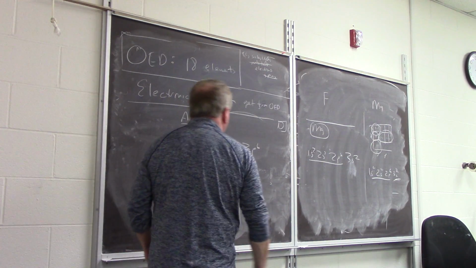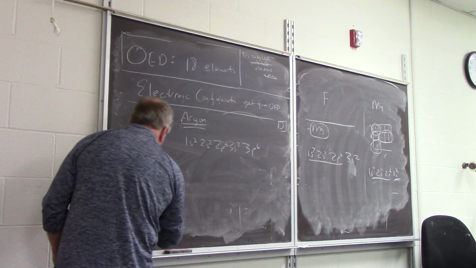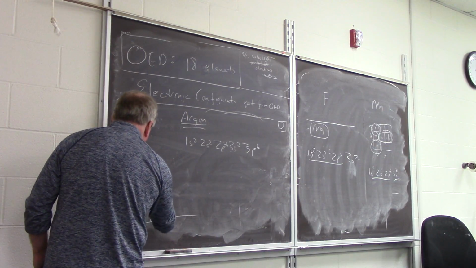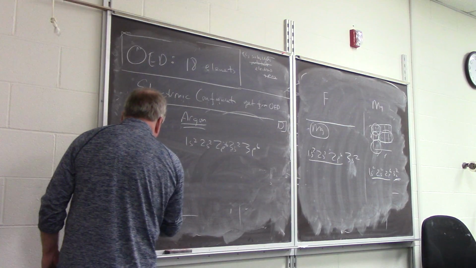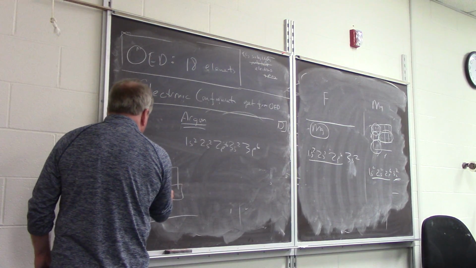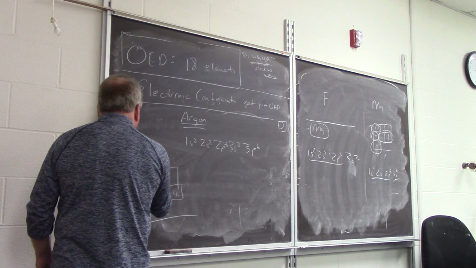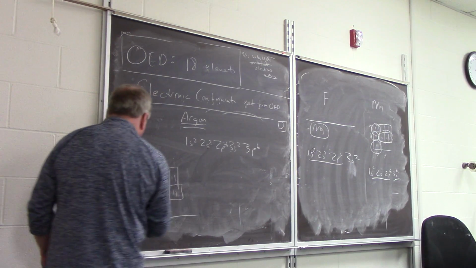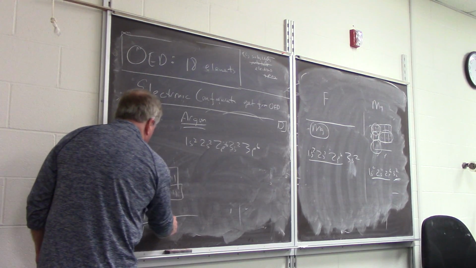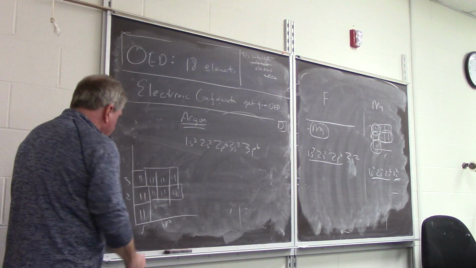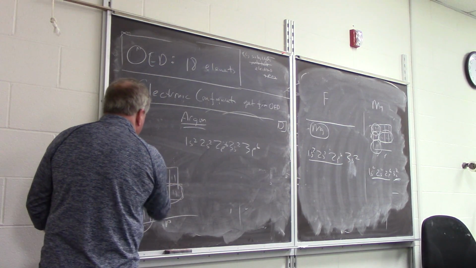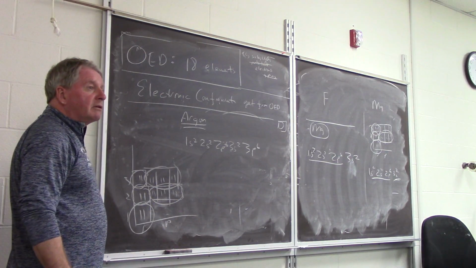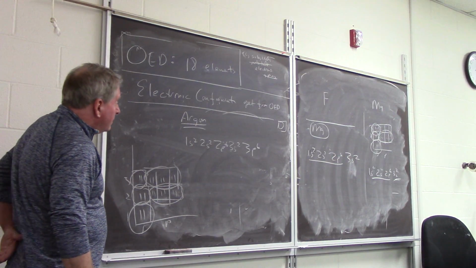If we did the orbital energy diagram, we'll come up with the same thing. 1, 2, 3, 4, 5, 6, 7, 8, 9, 10, 12, 13, 14, 15, 16, 17, 18. Okay. So 1S2, 2S2, 2P6, 3S2, 3P6. Okay, so they jive. Right.